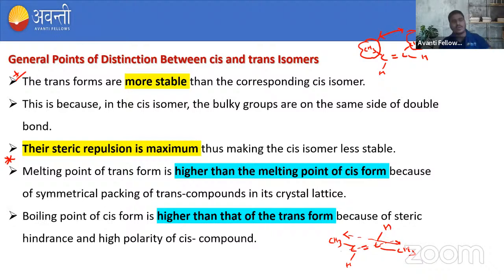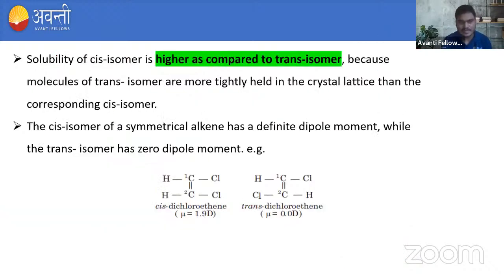Clear? Now, boiling point. So what about the boiling point? The boiling point of the cis form is higher than that of the trans form. Why? Because of the steric hindrance and high polarity of the cis compound, right? So always remember, the melting point of trans is more than cis, but the boiling point of the cis form is higher than that of the trans form because of the steric hindrance and high polarity of the cis compound.